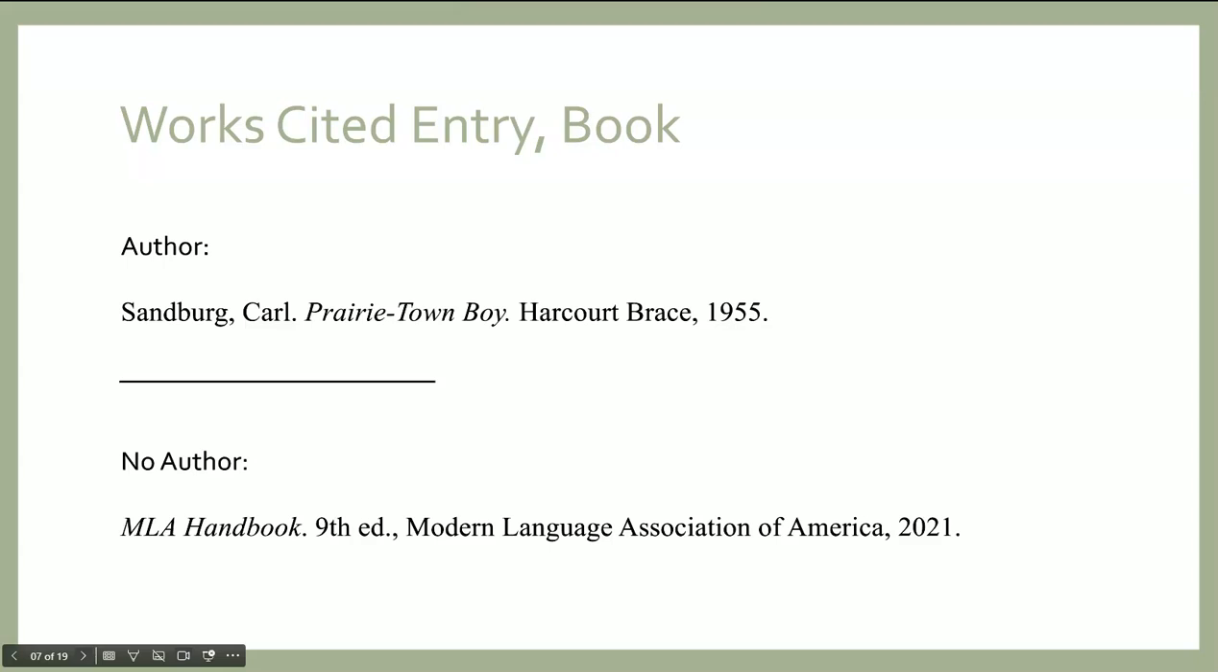The second example is a book without an author. Here we use the title as the first element. Again, it is italicized because it's a single work. The version element is the 9th edition of this work. Use a comma here because it's part of the publication information too. Then next is the publisher element, and last is the publication date.